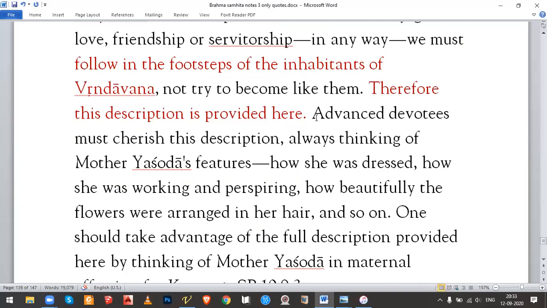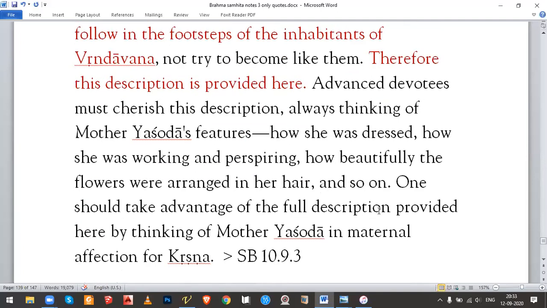Advanced devotees must cherish this description. Always think of Mother Yashoda's features, how she was dressed, how she was walking and perspiring, how beautifully the flowers were arranging her hair, and so on. One should take advantage of the full description provided here by thinking of Mother Yashoda in maternal affection for Krishna. So you see, Prabhupada gives this example of mantra upasana for advanced devotees. Okay, this is at that advanced level.